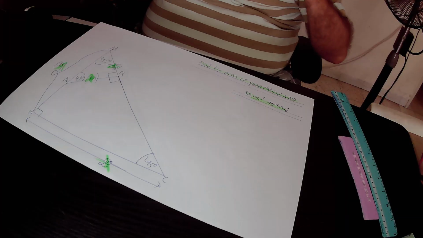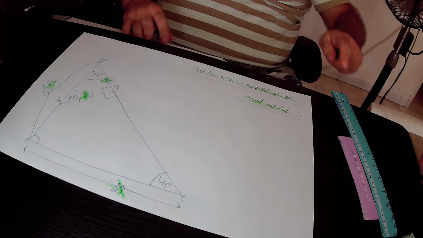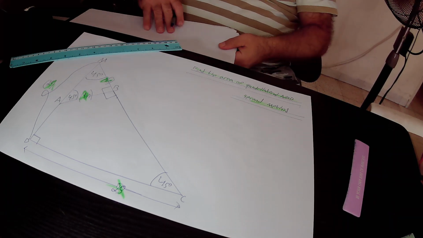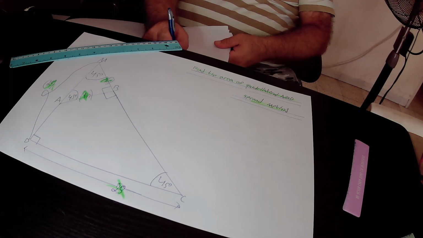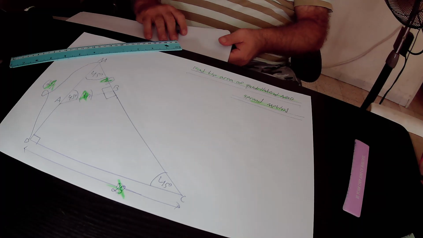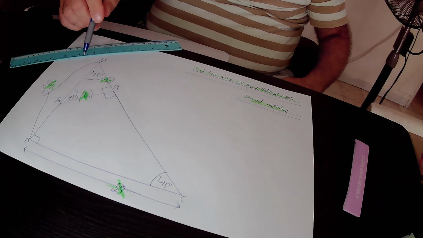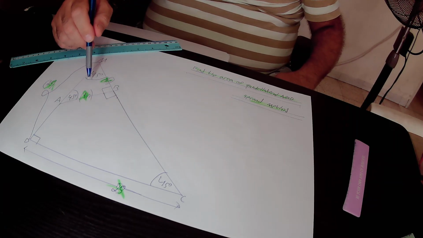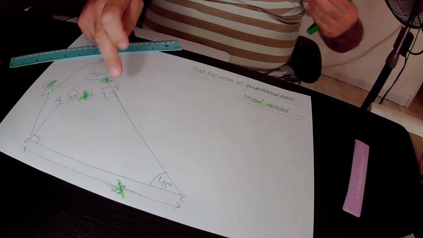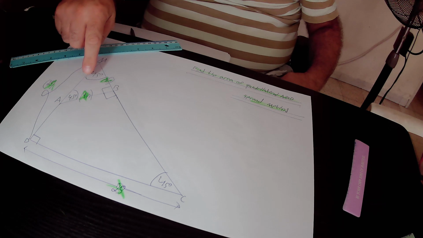Our task is to find the area of this quadrilateral ABCD. So what is the area of quadrilateral ABCD? From the drawing, it is very easy to see that the area of this quadrilateral ABCD is equal to the area of the big right triangle MDC minus the area of this small right triangle ABM.